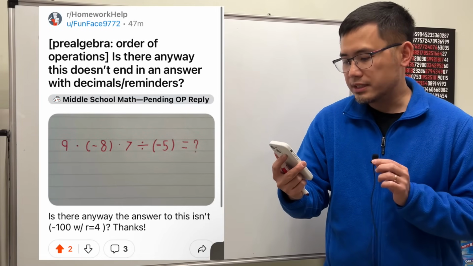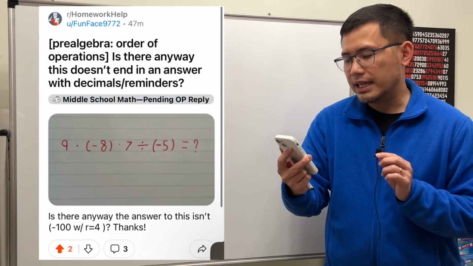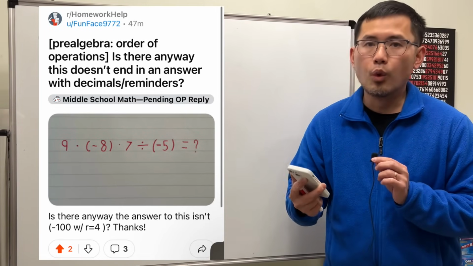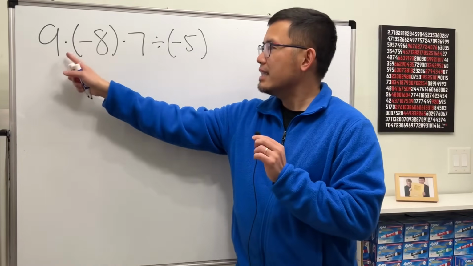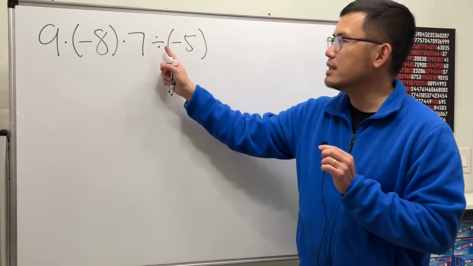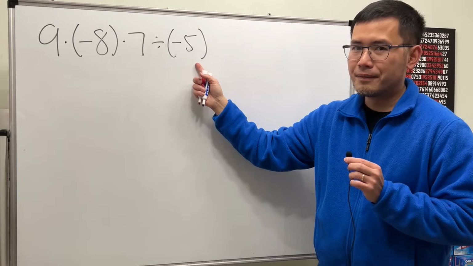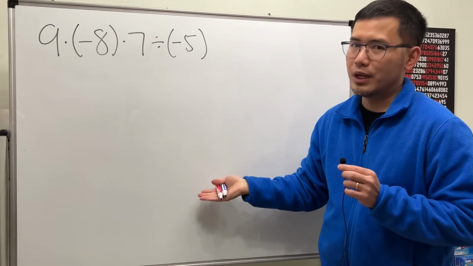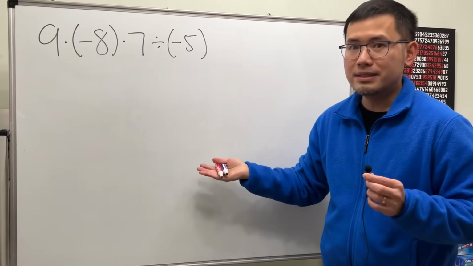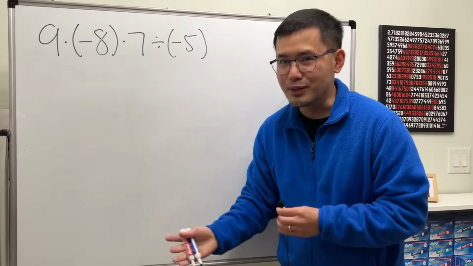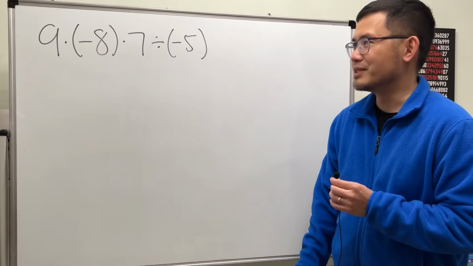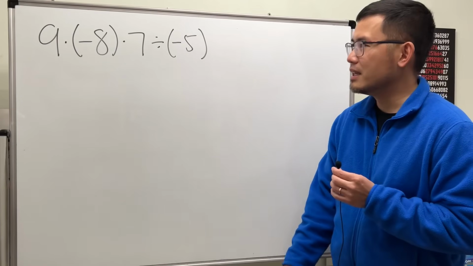Order of operations. Is there any way this does not end in an answer with decimals or remainders? Let's take a look. Here we have 9 times -8 times 7 divided by -5. And because we only have one answer for this question, it depends on what the answer is. If the answer has decimals, then it has decimals, and I cannot change that. So let's just go ahead and compute this.